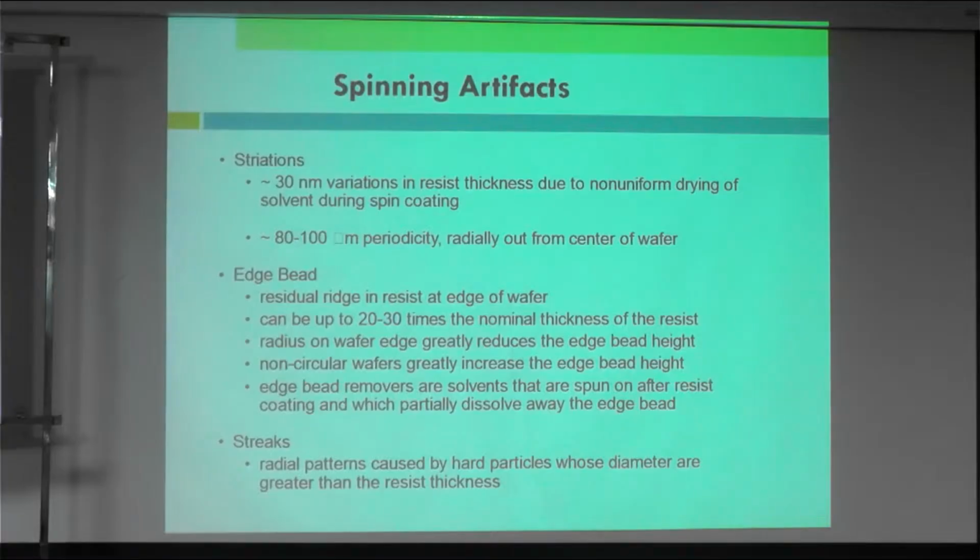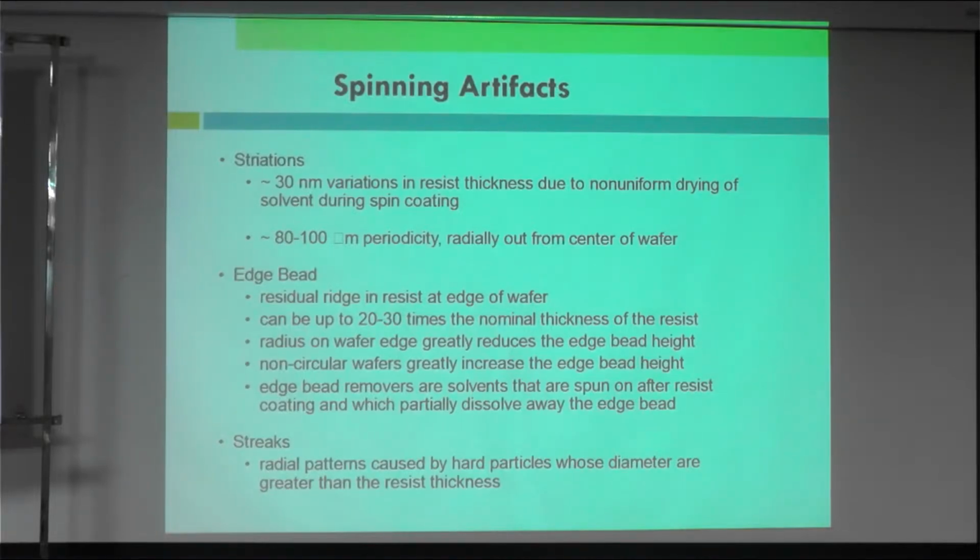There is typically a 30 nanometer variation in resist thickness due to non-uniform drying of solvent during spin coating. That is what happens. And there is an 80 to 100 micrometer periodicity radially out from the center of the wafer.